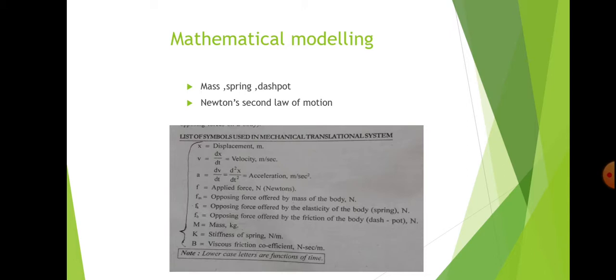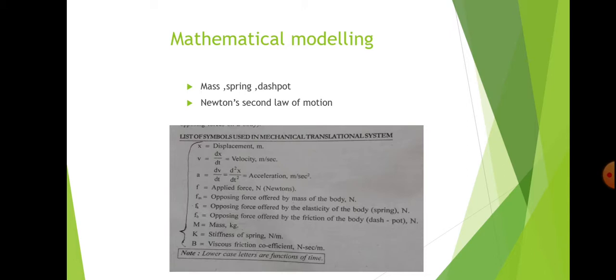When a force is applied to a translational mechanical system, it is opposed by opposing forces due to mass, friction, and elasticity of the system. The forces acting on a mechanical body are governed by Newton's second law of motion. For translational systems, it states that the sum of forces acting on a body is zero. That is Newton's second law. So, in our modeling, we are using Newton's second law.